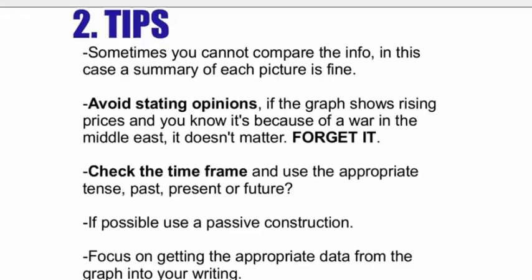Okay, sometimes with IELTS academic task 1, it's impossible to compare the information. Maybe you've got a table followed by a pie chart and they just don't correspond. Yeah, so in this case what you do is just write a paragraph about the pie chart and a paragraph about the table. That's it. Next tip, avoid stating opinions.